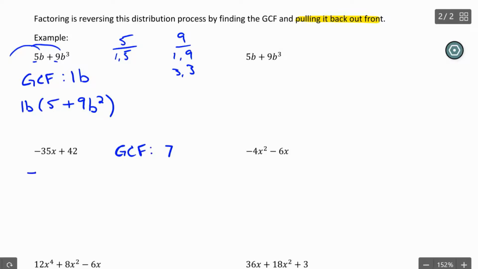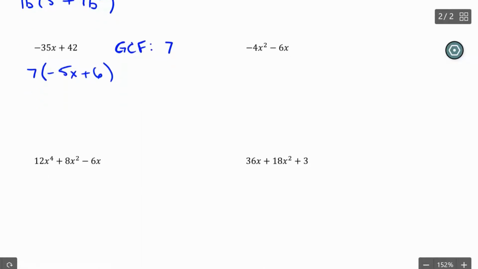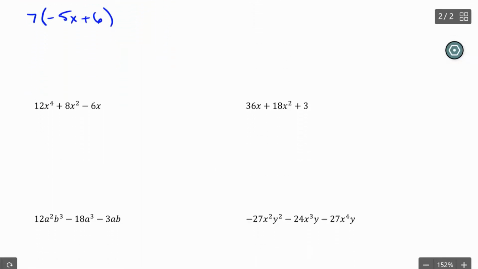So then I take that 7 and I divide it out of the terms on the inside. So negative 35x divided by 7 gives me negative 5x. And 42 divided by 7 gives me 6. There we go, all done. I took that greatest common factor and I pulled it out to the front and divided it out so I knew what was left in the parentheses. Okay, so let's do that one more time. Oh, a couple more times.